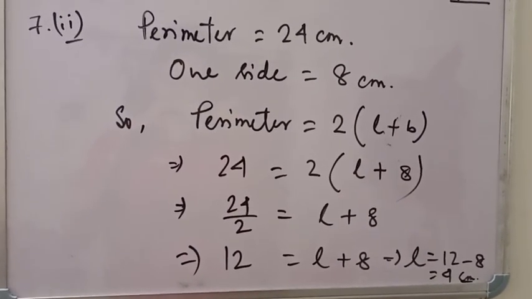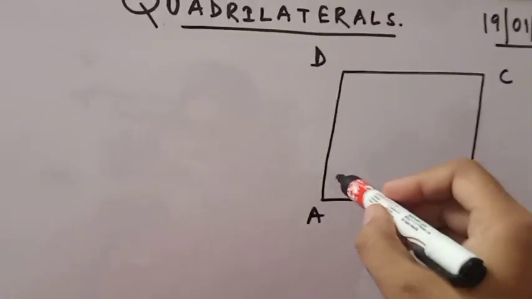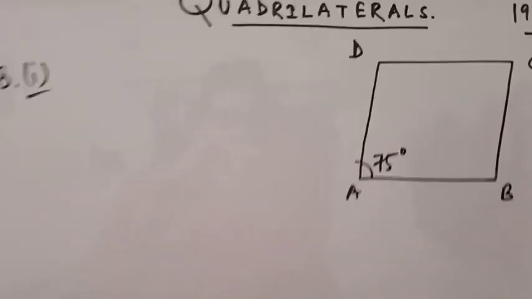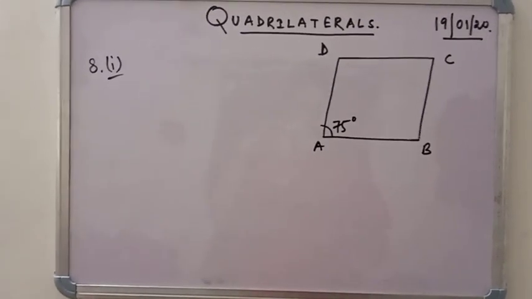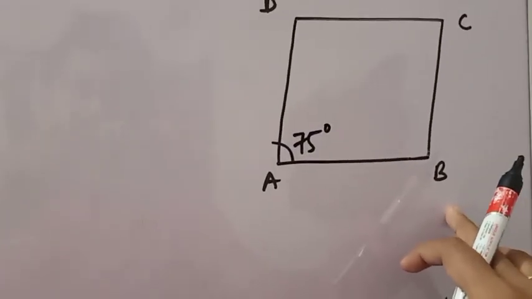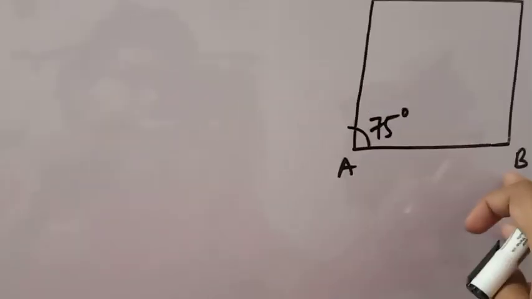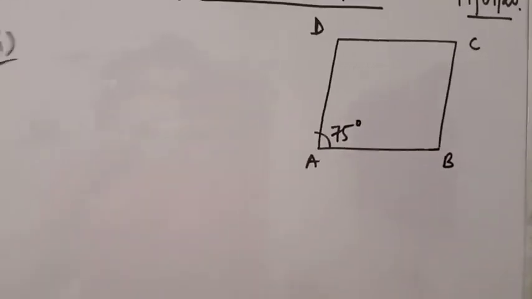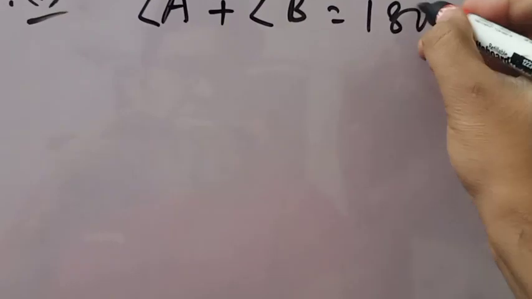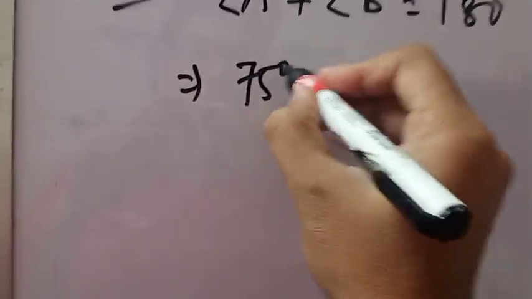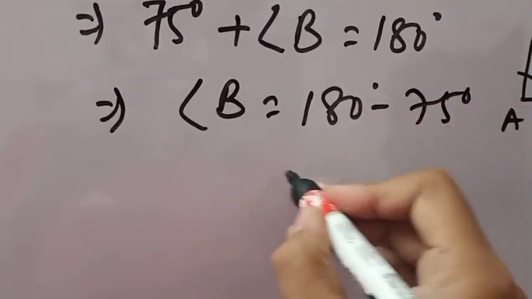Okay. Now, next one. See that in the given figure, one angle is given, 75 degree. This is 75. Okay. So you know that adjacent angles of a parallelogram add up to a supplementary angle. That means A plus B equals 180 and A plus D equals 180. And angle B equals angle D, angle C equals angle A. So angle A plus angle B equals 180. That means 75 degree plus angle B equals 180. So angle B equals 180 degree minus 75 degree. This is 105 degree.